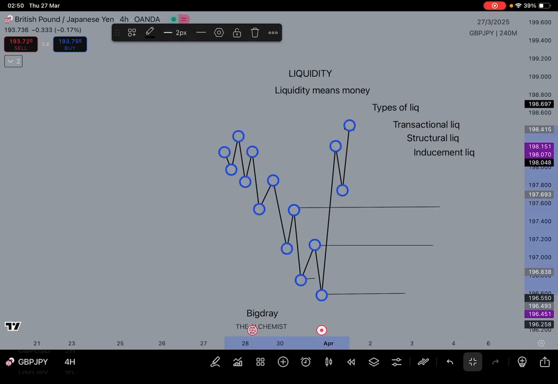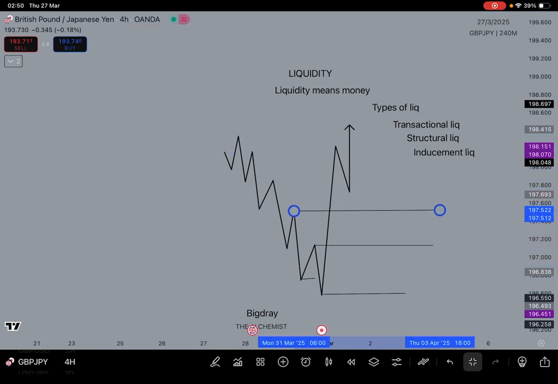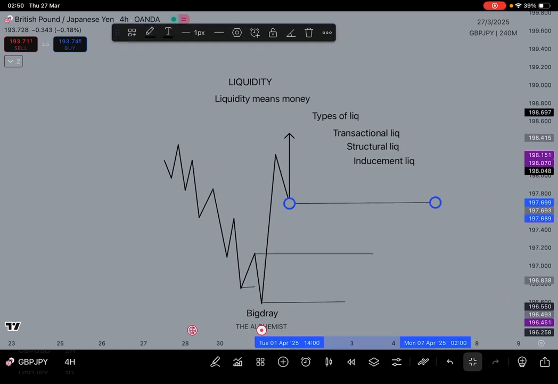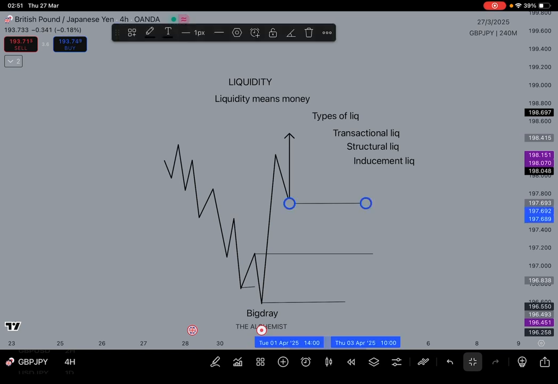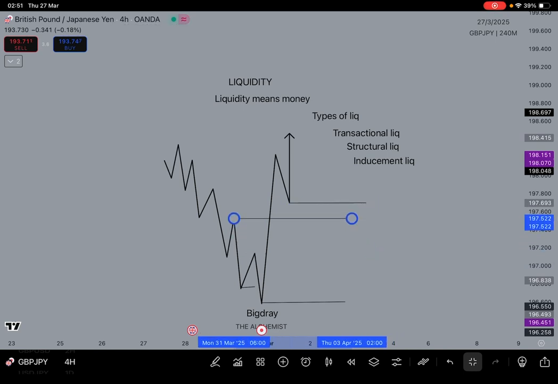So this is the first pullback now after breaking structure. Did the first pullback touch here? No. So we mark it as what? As an inducement. It's not a structural. If the first pullback is not touching here, it's an inducement. You mark it like this, then you put your entry here. At where? At the closing range of the bullish candle before the bearish impulsive move. You see one bullish candle here, one bullish candle here before the bearish candle. You put it at the closing range there, like this. Then you enter.